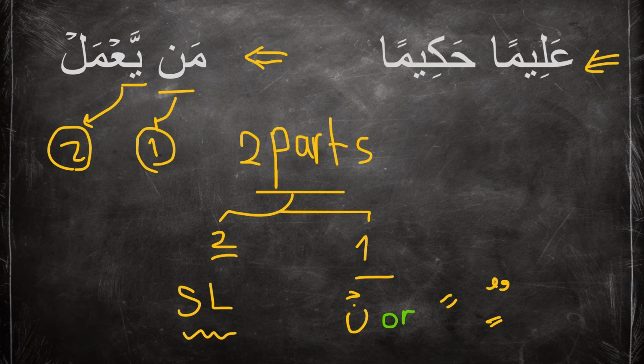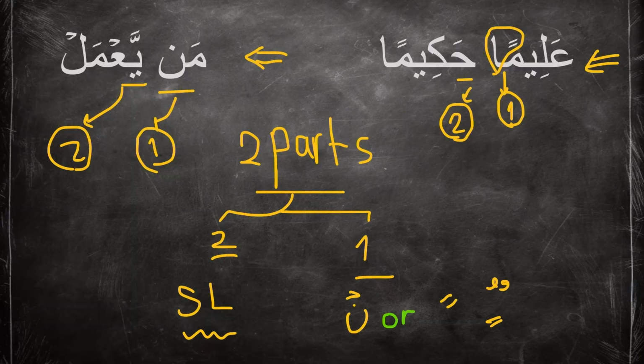Let's take another example. Aliman Hakima. Aliman Hakima. So here the first part is the tanween with the alif added after it, the alif added due to the tanween. And the second part is the letter directly following this tanween, which is the ha letter here. Okay, so the first part is the tanween with the alif added with it, and the second part is the ha after the tanween.